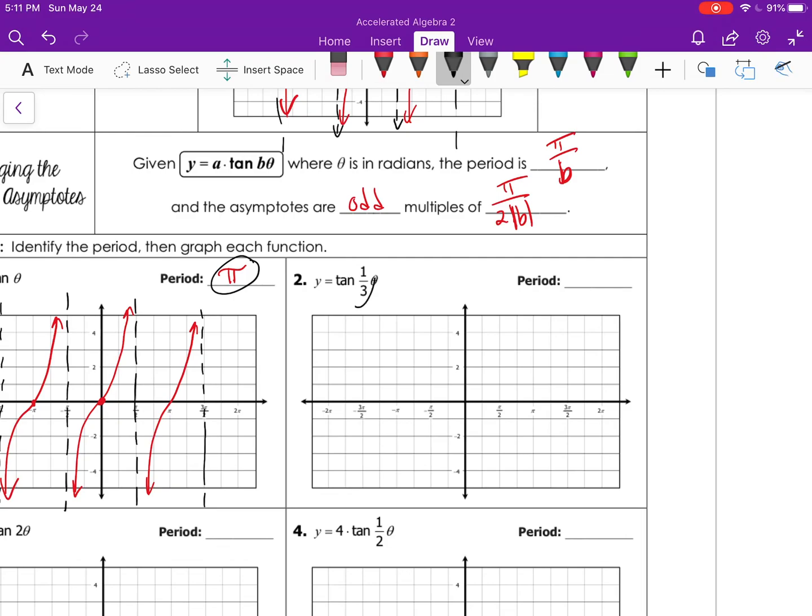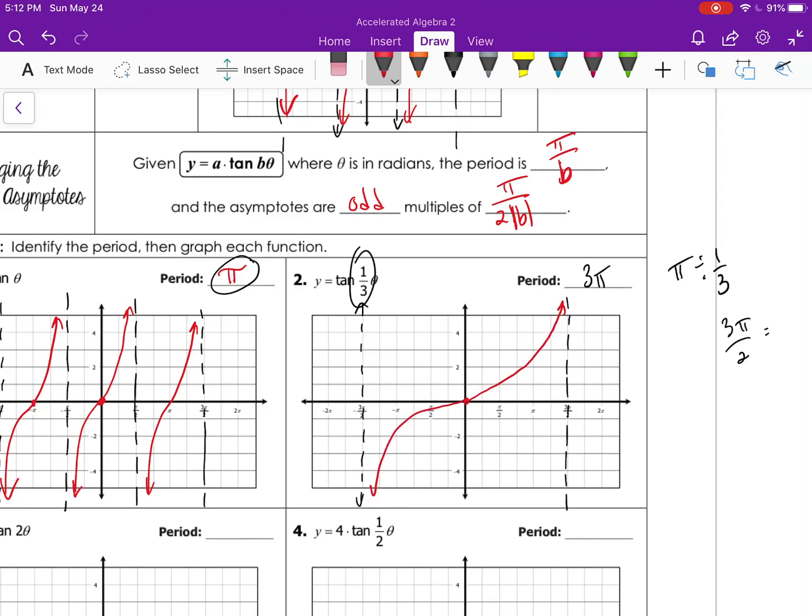Now, what happens when I change that period? So let's say right here, we've got our b value of 1/3. So we've got pi divided by 1/3, which really means pi times 3, or 3 pi. So same idea, I take that 3 pi and split it on either side of the y-axis. If I divide 3 pi in half, I get 3 pi over 2. So I'm going to have an asymptote over here at 3 pi over 2 and one at negative 3 pi over 2. In the middle, tangent is going to be 0.